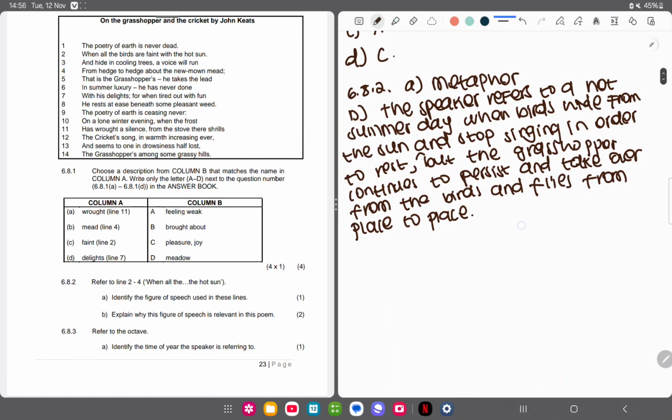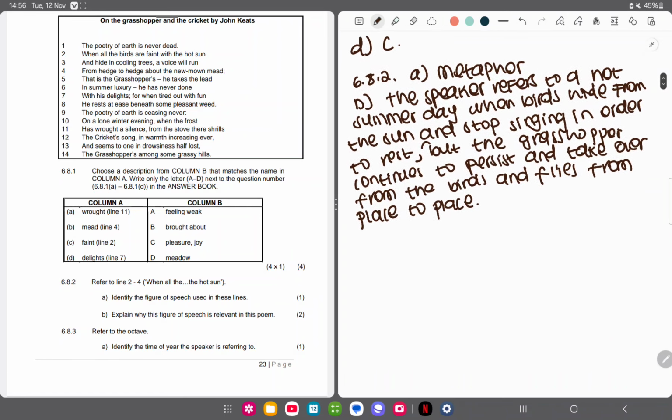Okay, so we have 6.8.3. It says refer to the octave. Now an octave is a paragraph or a stanza of 8 lines. So here our octave ends at line 8, and it says A, identify the time of year the speaker is referring to. Okay? The octave says the poetry of earth is never dead.